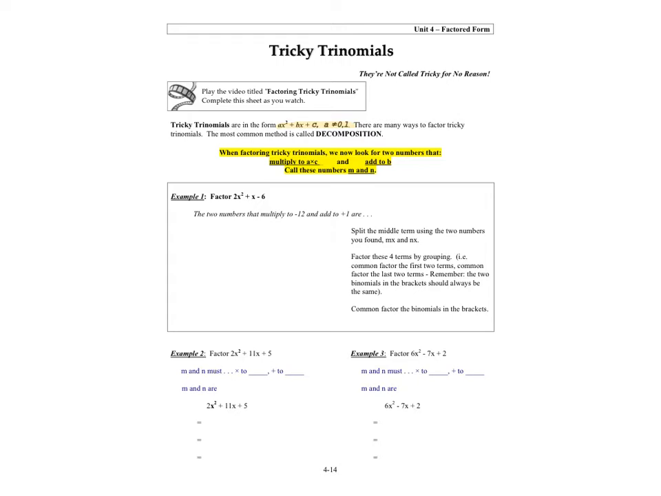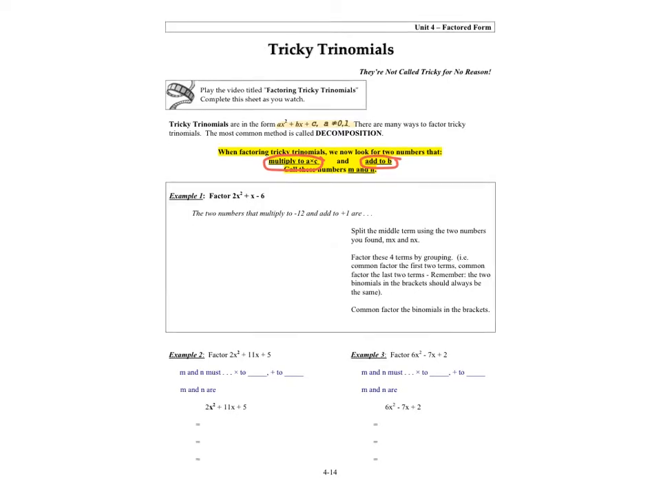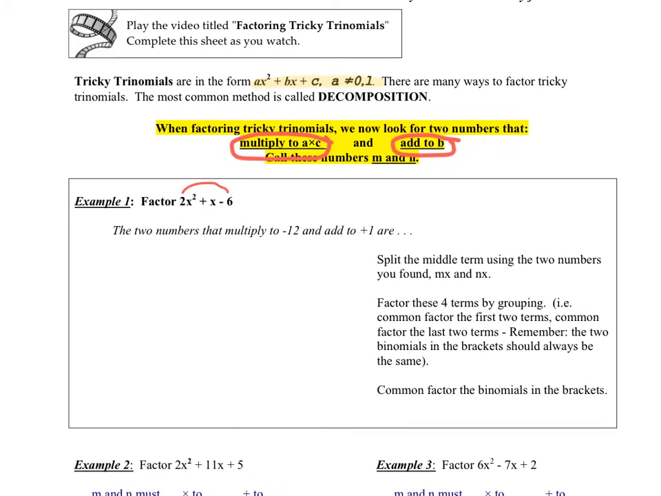It's going to start the same, where we have to find two numbers that give us a certain product and a certain sum. But now we have to find two numbers that multiply to a times c and still add up to that middle number. So now, if we look at this first example, I have to look at 2 times negative 6. So that's going to give me negative 12. So I need two numbers that multiply to negative 12 and add up to 1. So those two numbers are going to be 4 and negative 3. 4 times negative 3 is negative 12. 4 plus negative 3 is 1.